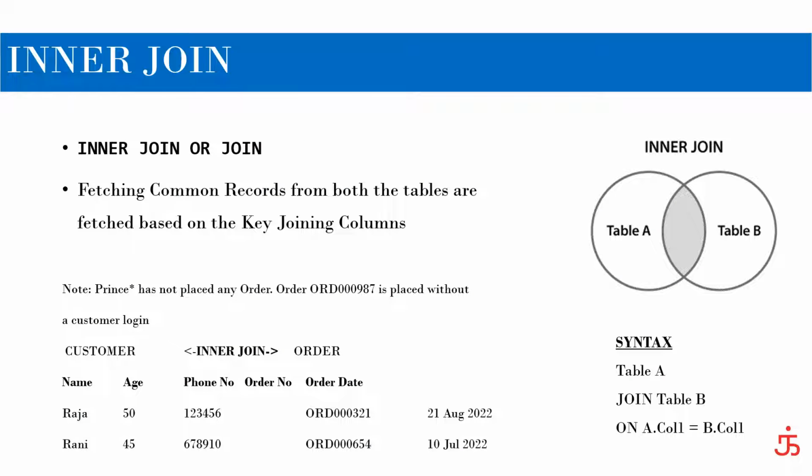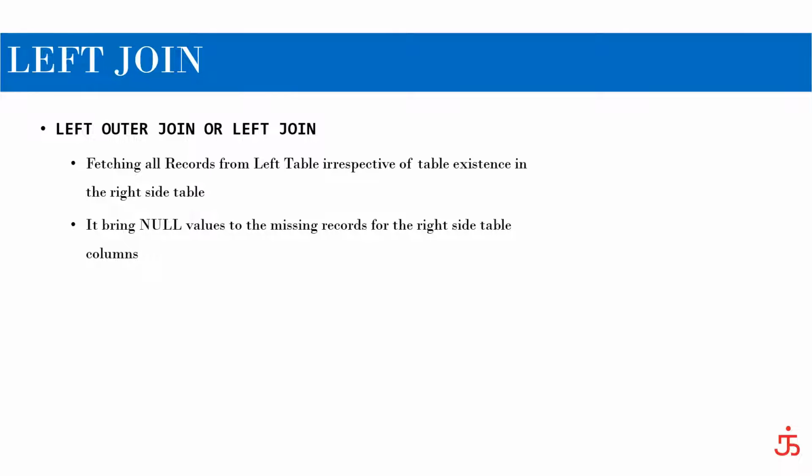With that, we are going to the second join type. The second join is left join or left outer join. Here outer is an optional keyword. Left join would bring all the records from the left side table, and it will bring the matching records from the right side table. For those missing records, it will display null value for the right side table.